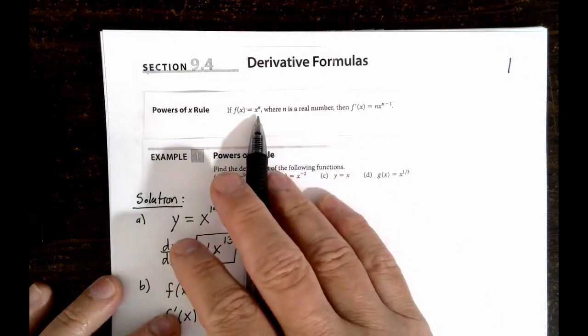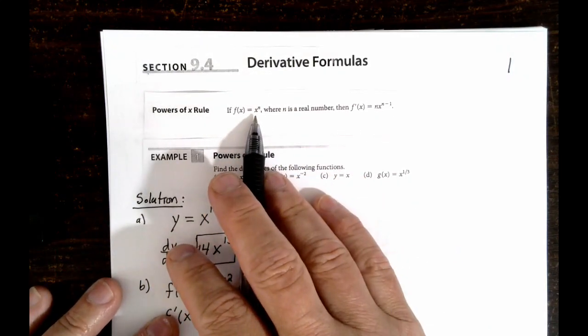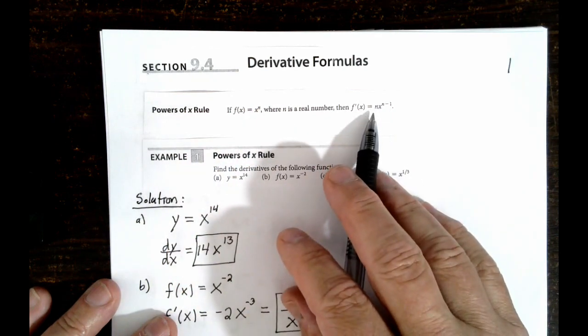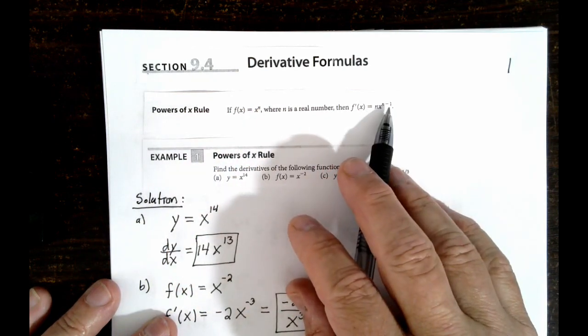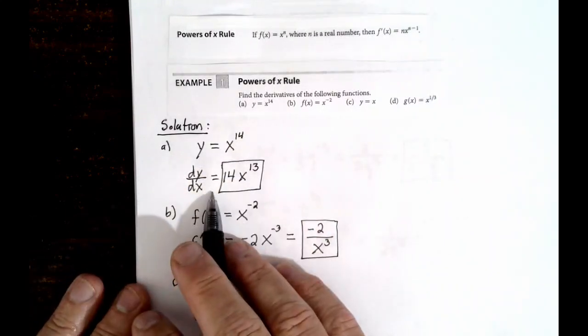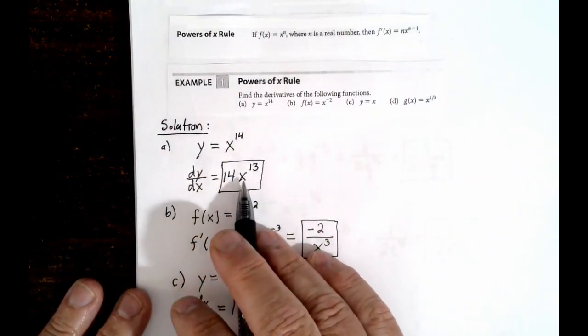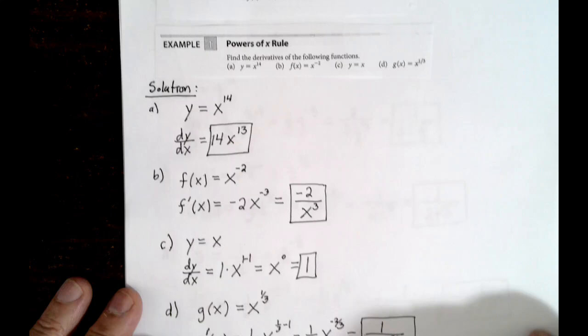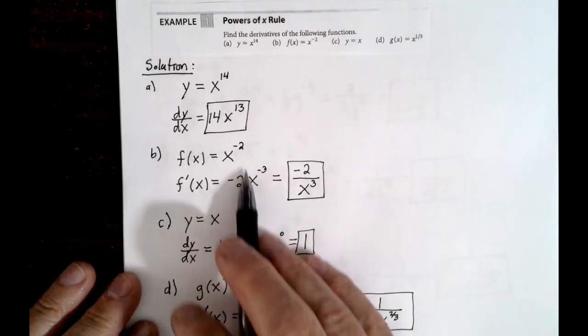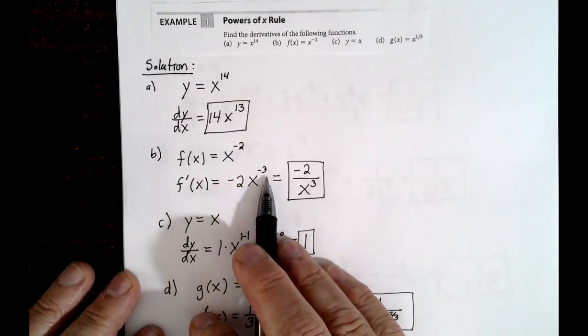Power rule says that if you've got some variable raised to a power, you just bring that exponent out front and you subtract 1 from the exponent. So if you've got x to the 14th, you bring the 14 out front and subtract 1 from the 14, so your answer is 14x to the 13th. For x to the negative 2, you bring the negative 2 out front and subtract 1 from the negative 2, it gives you negative 3.